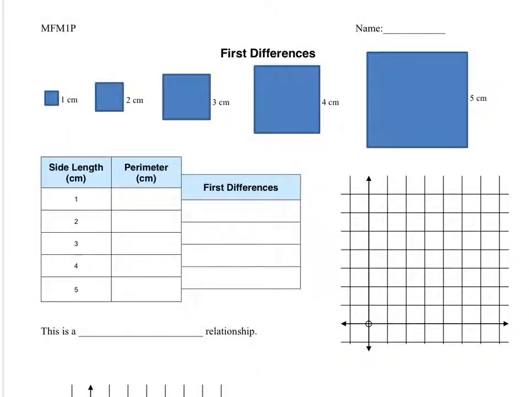In our final lesson on relationships, we are going to investigate first differences. Our learning goals for this lesson are to calculate first differences and then use the first differences to determine if a relationship is linear or non-linear.